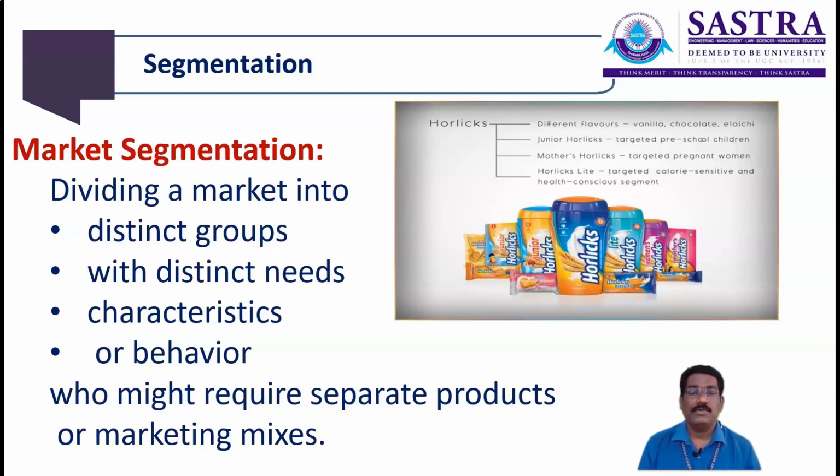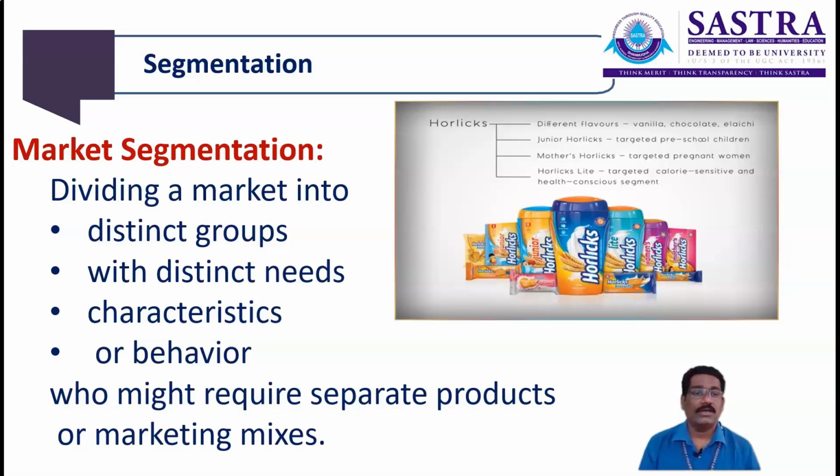Similarly, when you look at Horlicks based on age groups, Horlicks tries to segment the audience. They have Horlicks 1, 2, 3 for kids, and Horlicks Junior for school children, and also for mothers who need additional nutrition during their pregnancy, they have Mother Horlicks.